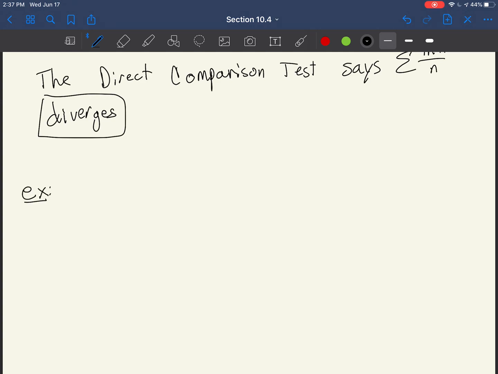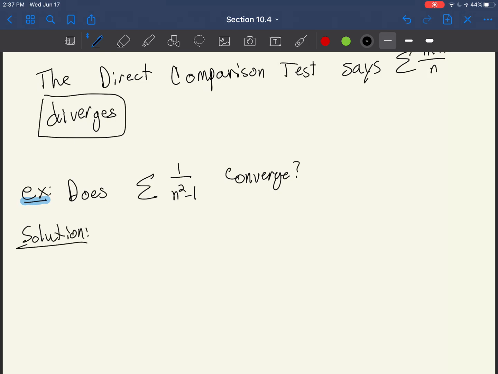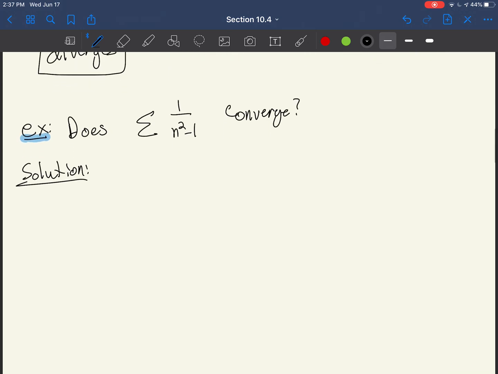Okay, one more example, and this will lead us to the next comparison test, because the title of this section is comparison tests, plural, so we need to have another one. So example: does the summation of 1 over n squared minus 1 converge? All right, solution. The dominant term is going to be 1 over n squared.